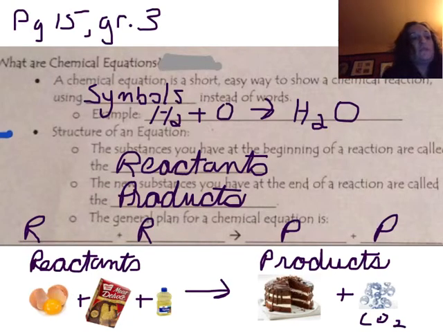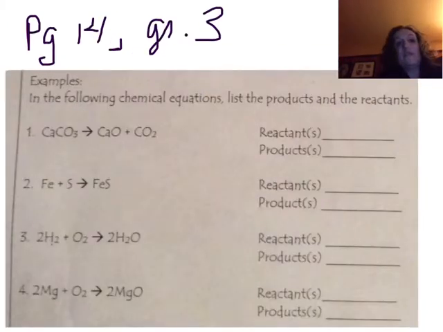Okay, so let's go back over. Again, we're back at the practice on page 14, the third group down. And I'll do the first one with you again, and then again on Thursday, we will go over the answers together. It says in the following chemical equation, list the products and the reactants. So number 1, CaCO3, which is calcium carbonate, yields CaO plus carbon dioxide, calcium oxide plus carbon dioxide.